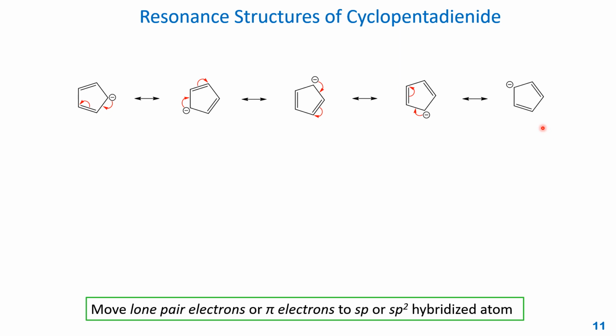Now the average: all the 5 carbon-carbon bonds will be between single bond and double bond, and all the 5 carbons will have a partial negative charge. So this negative charge will delocalize to all 5 carbon atoms. Okay, that's the average structure.